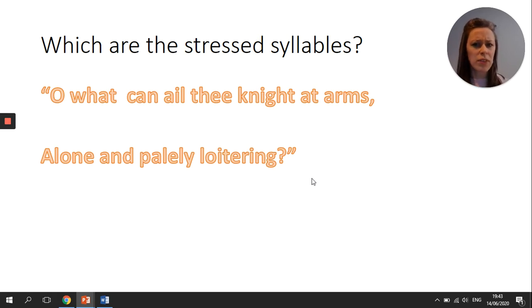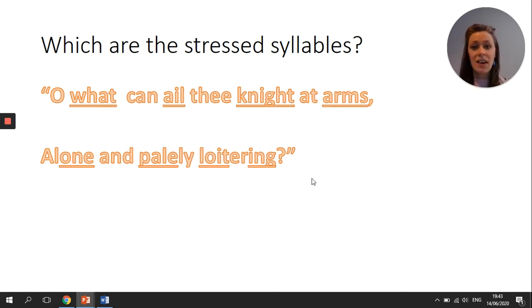Could you hear the stressed syllables there? Which words seem to be slightly more stressed than the others? You can take a minute now and have a think. Try and read it to yourself and listen to how it sounds in your head. I'm going to give you the answer. So actually the first syllable is unstressed, and then the following is stressed. You see it makes a pattern. Oh, what can ail the knight at arms, alone and palely loitering?